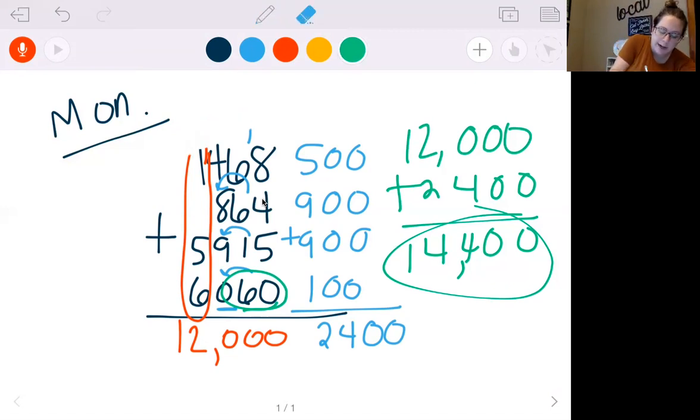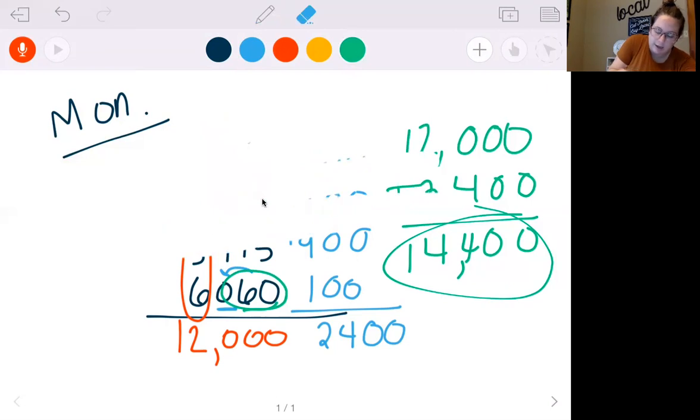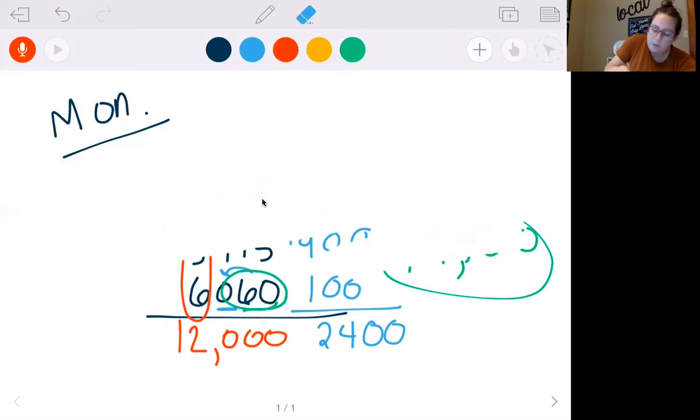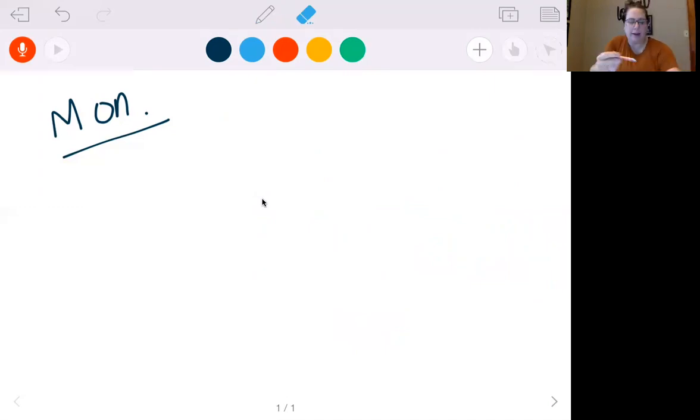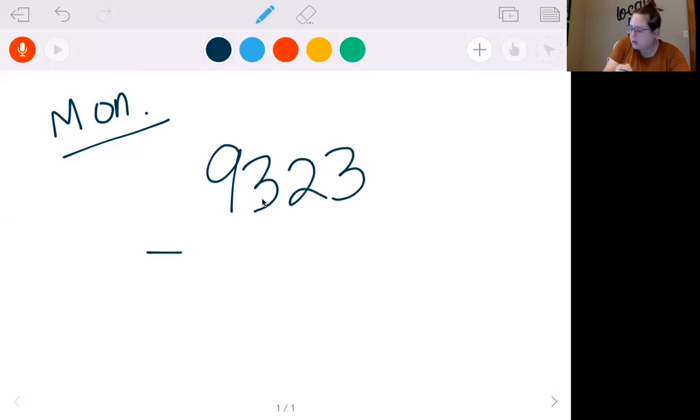So let's go to subtraction ones, which are a lot easier. And what we're going to do today is just practice some more of this, and then we'll get on to some super easy stuff on Tuesday. Actually, I think Wednesday. So let's look at subtraction. This one's number 8 in your book. 9,323 minus 3,589.